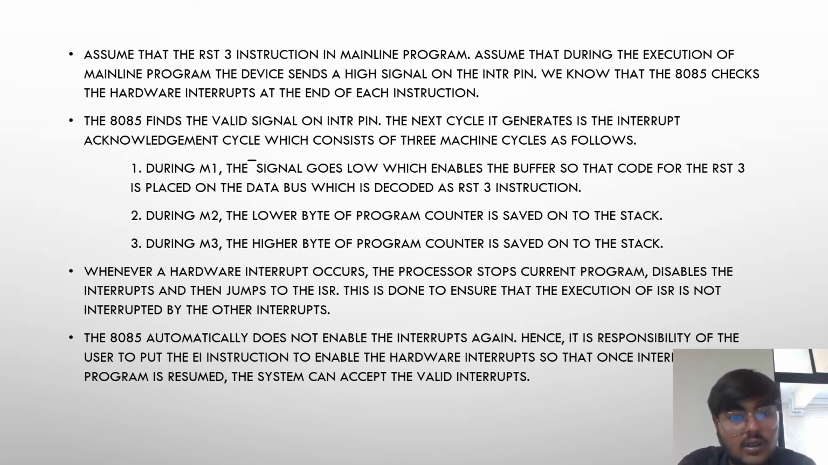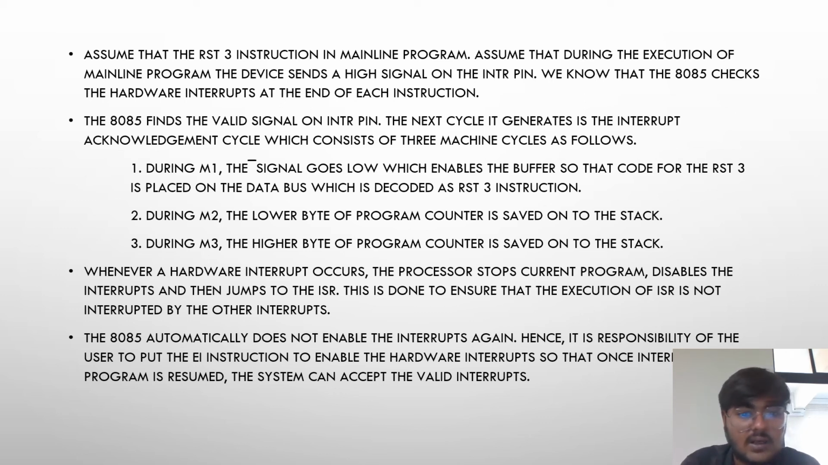During M1, the INTA signal goes low, which enables the buffer so that the code for RST3 is placed on the data bus, which is decoded as the RST3 instruction. During M2, the lower byte of the program counter is saved on the stack. During M3, the higher byte of the program counter is saved on the stack.